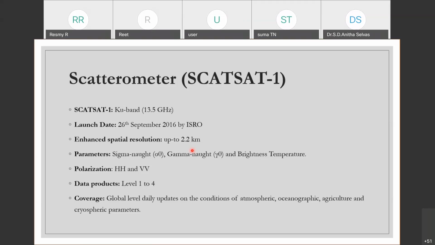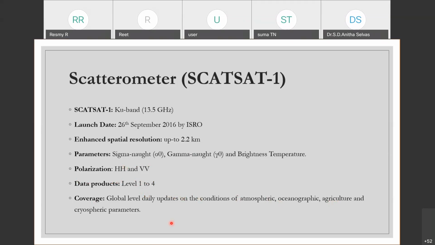So this data comes in two polarizations, HH and VV. Then the data products are given at different levels, level 1 to level 4. We'll see what these levels mean. And coverage is global, with a daily update on atmospheric conditions, oceanographic, agriculture, and cryospheric parameters. So coverage is global, data is available daily.